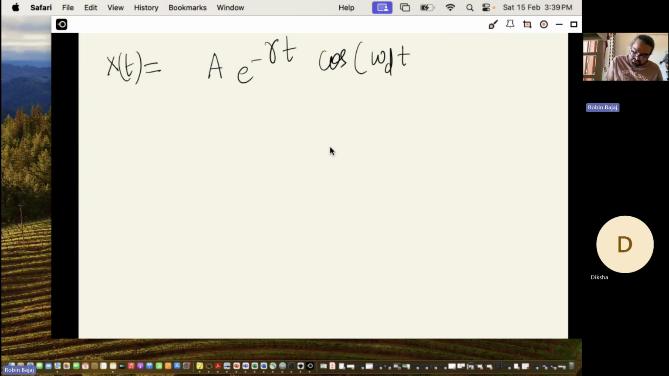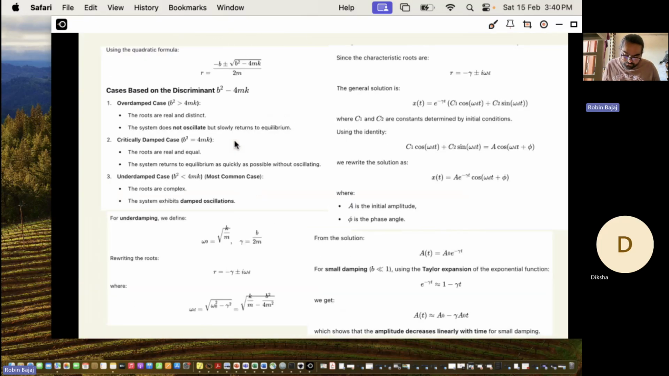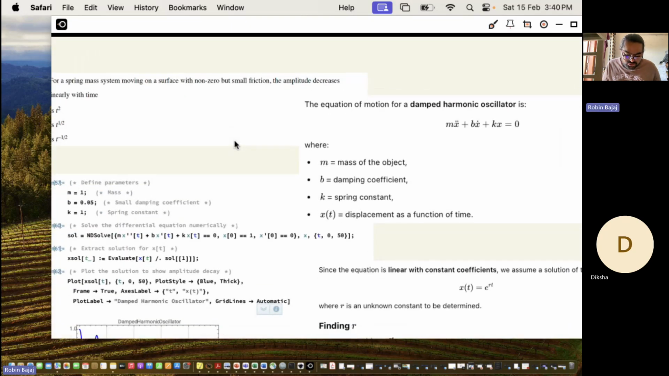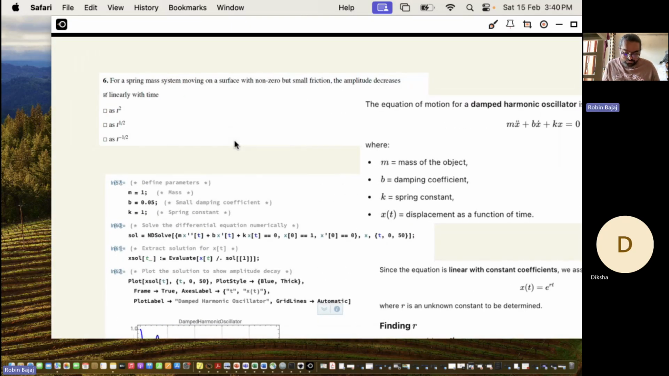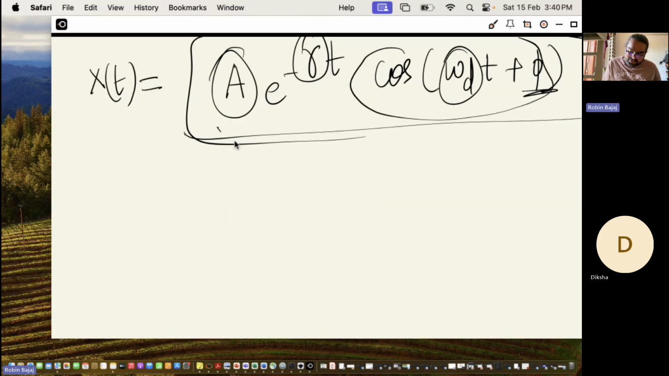So it's basically this, the general solution. There are two independent parameters, A and phi, and two that depend on the system, which are gamma and omega d. Okay, this is our general solution. Now let's see what the problem says. Go back to the problem. The problem wants us to see how the amplitude varies with time. So what is the amplitude? Anything except the oscillatory term is the amplitude. So your amplitude is a function of time as this.